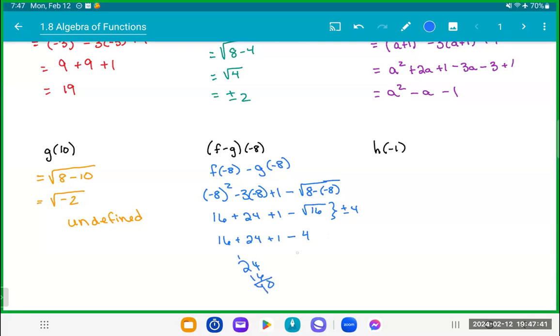On the work I scratched out ahead of time, I had a different value. So when we do this, oh, you know why? Because 8 times 8 is 64, not 16. That's why I have a different value. Sorry. So this should be 85. Sorry about that.